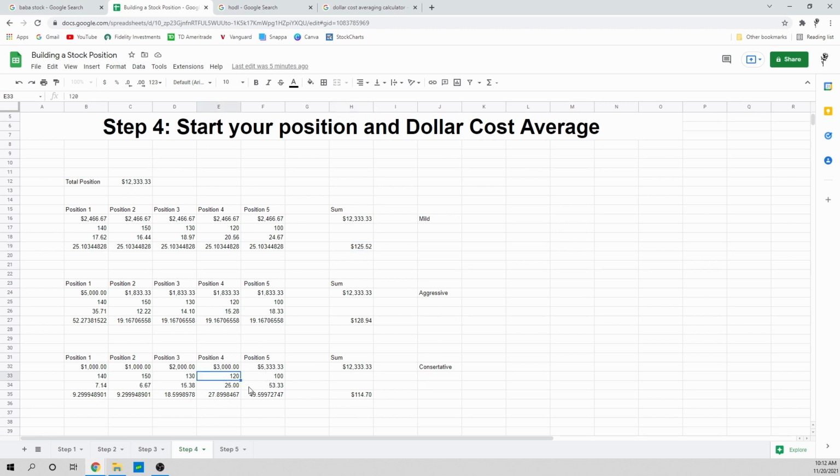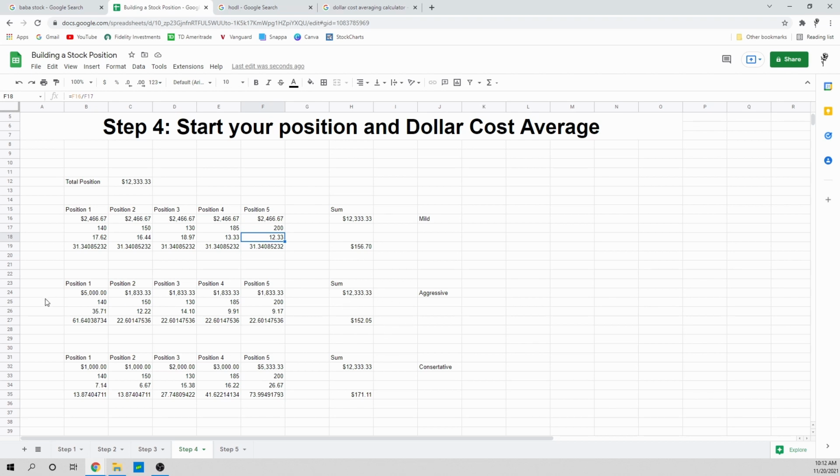So if we just change these numbers, let's say to 185, and then let's say that we went up to 200 here, and then again 185 and 200, and then 185 and 200. At this point I probably wouldn't be adding more to my position, but you can see how everything changes. Your mild is still middle of the road, you're at a 156 cost basis. You added just a little bit, about $2,500 over time across all these prices, and you came out to 156 for your cost basis.